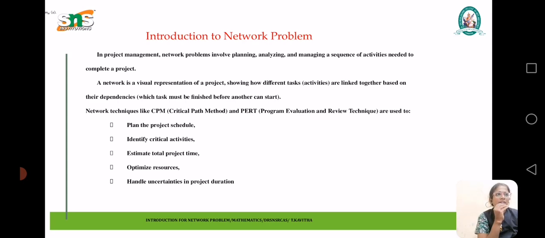Here is the introduction to network problem. In project management, network problems involve planning, analyzing, and managing a sequence of activities needed to complete a project. A network is a visual representation of a project showing how different tasks and activities are linked together based on their dependencies, that is, which task must be finished before another can start. Network techniques like CPM, the critical path method, and PERT, program evaluation and review technique, are used to plan the project schedule, identify critical activities, estimate the total project time, optimize resources, and handle uncertainties in project duration.